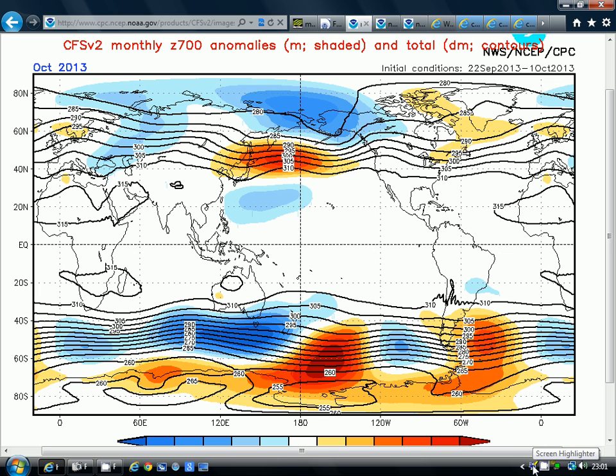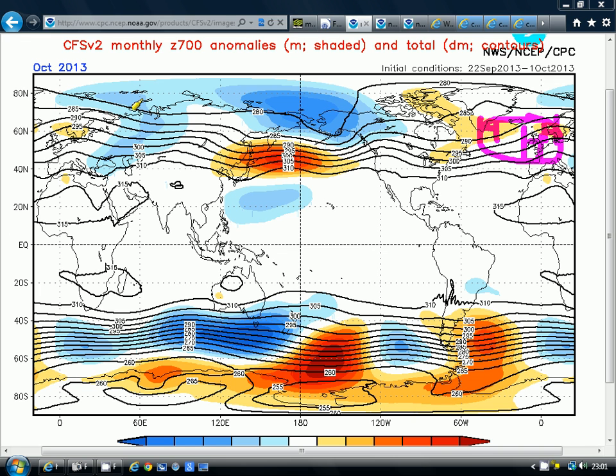Have a look at the CFS version 2 model, and again it's the same sort of idea with 700 millibar heights. It's a slightly different area in the atmosphere, but the yellow colours here indicate where we're expecting high pressure, above average heights. We've got some in the Atlantic and going out towards Scandinavia as well, and probably extending through the British Isles actually, with that ridge of high pressure somewhere around there.